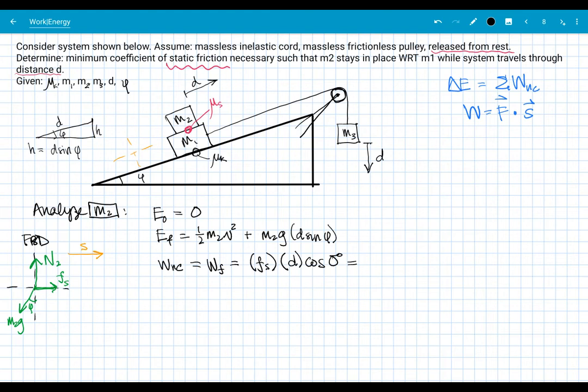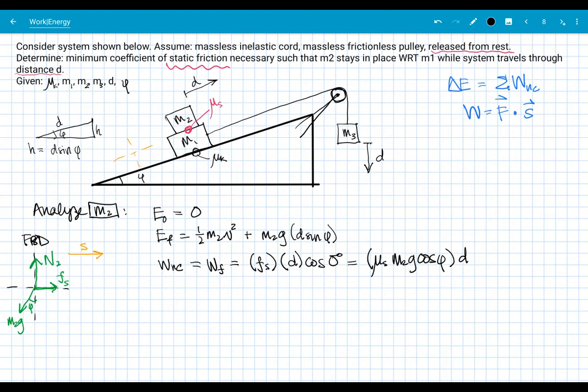So the force of static friction is going to be my coefficient multiplied by my normal force. My normal force here is going to be m2 g cosine phi. That should be getting pretty comfortable for you by now, multiplied by d. All right, so I've got that figured out. Now I can put this together and see if I can solve for my mu sub s and be done with this problem.